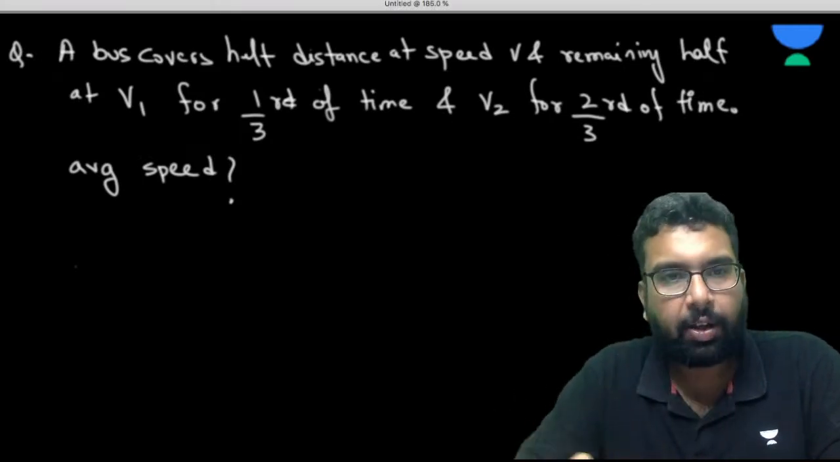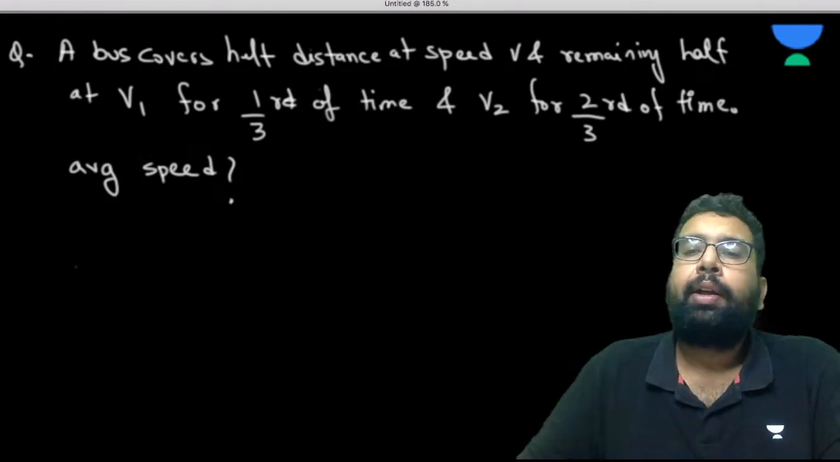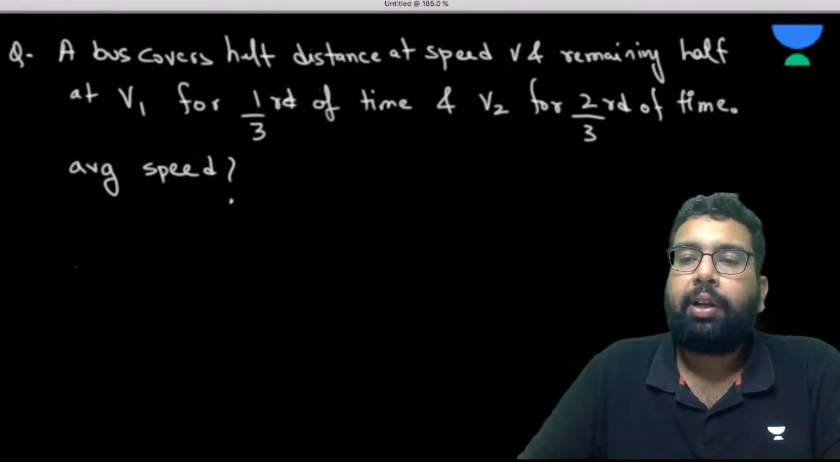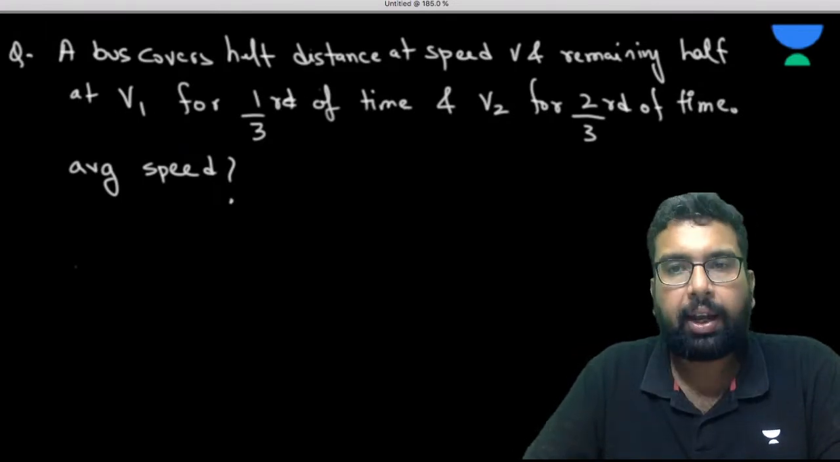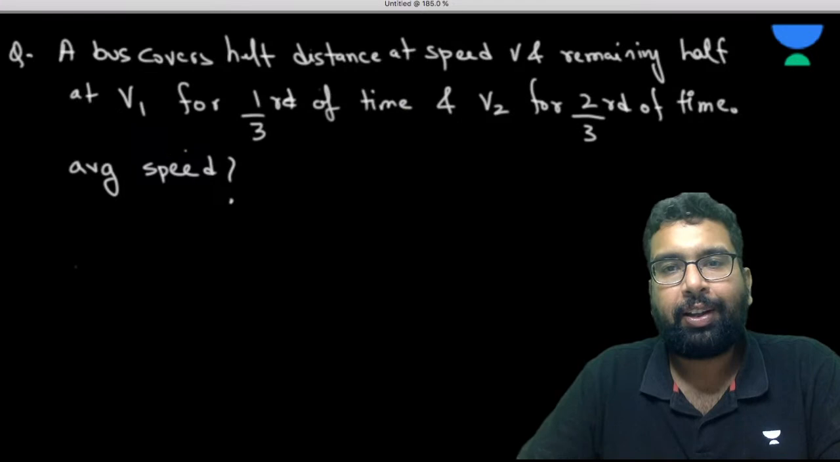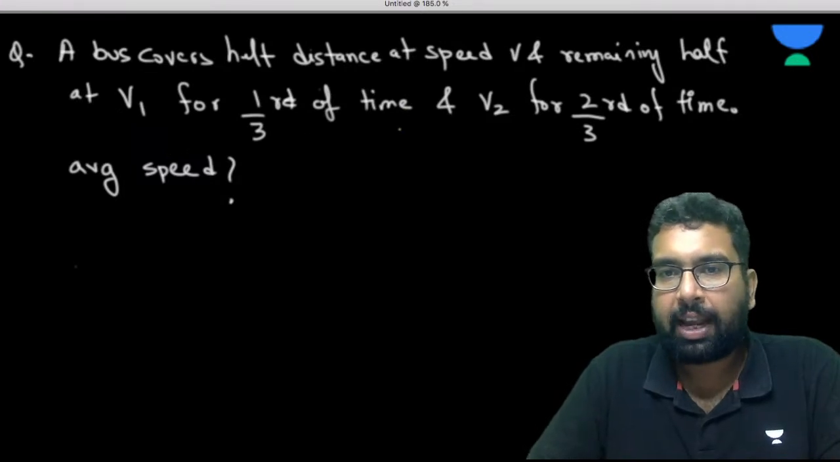Now Shivesh, I'll solve. You just see. Please observe. And we'll come up with more questions. So a bus covers half distance at speed v and remaining half at v1, for 1/3 of time, and v2 for 2/3 of the time. What is the average speed?